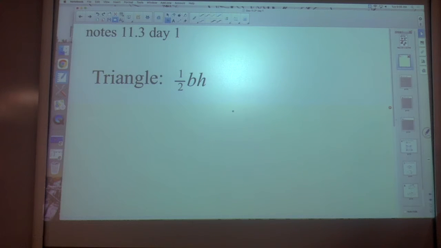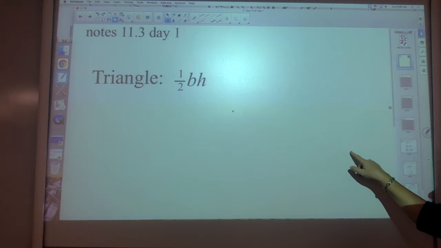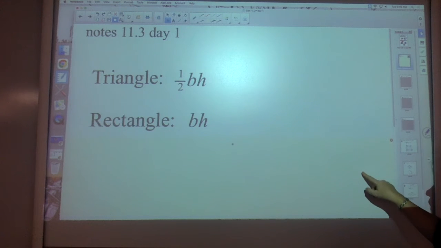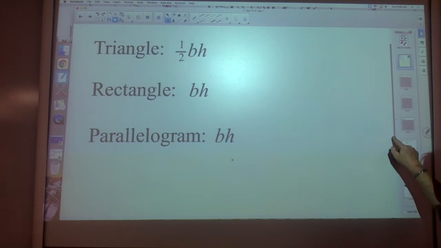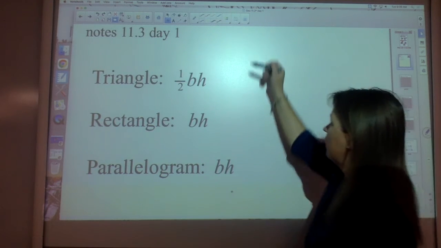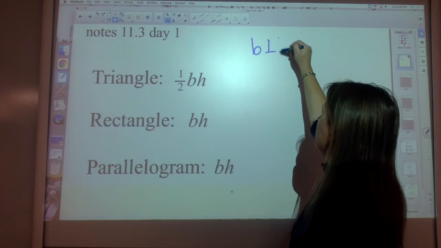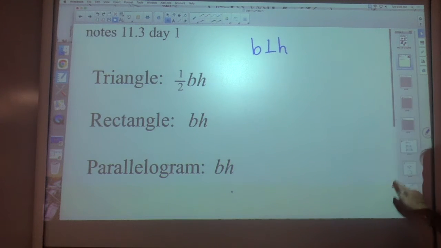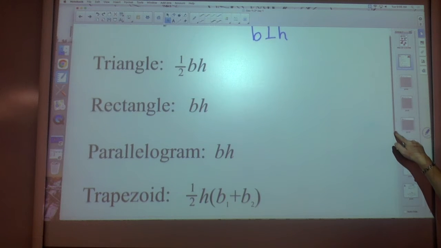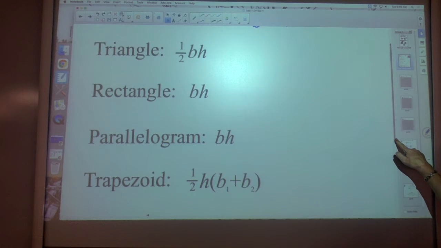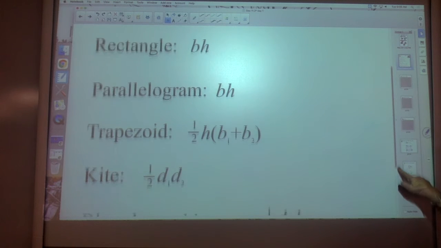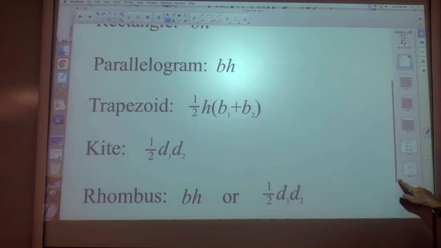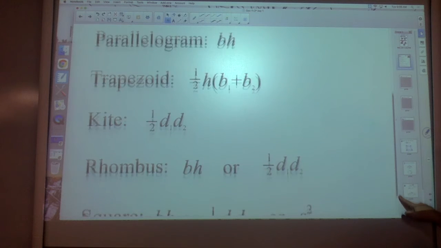Fill this out on your notes. You have a handout. I won't slow down long enough. You may have to pause it. The triangle is half base times height. The rectangle is just base times height. The parallelogram is also just base times height. And you're going to remind yourself that all of the bases have to be perpendicular to the height. The trapezoid is half of the height times base 1 plus base 2. The kite is half diagonal 1 times diagonal 2. The rhombus can be either base times height or the same as the kite.